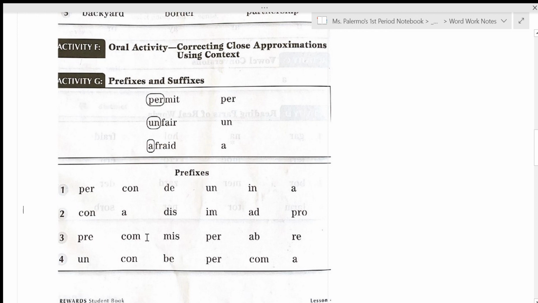Line 3. What prefix? Pre. What prefix? Com. What prefix? Miss. What prefix? Per. What prefix? Ab. What prefix? Re. Line 4, almost there. What prefix? Un. What prefix? Con. What prefix? Be. What prefix? Per. What prefix? Com.